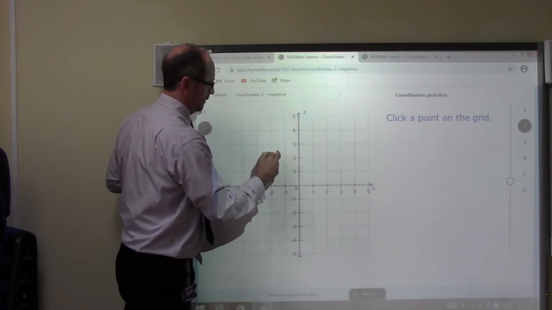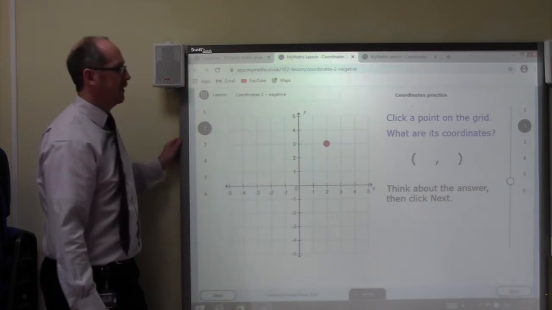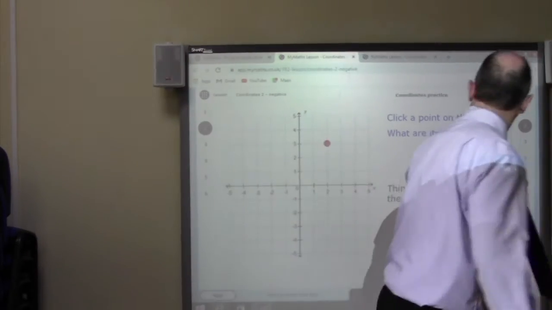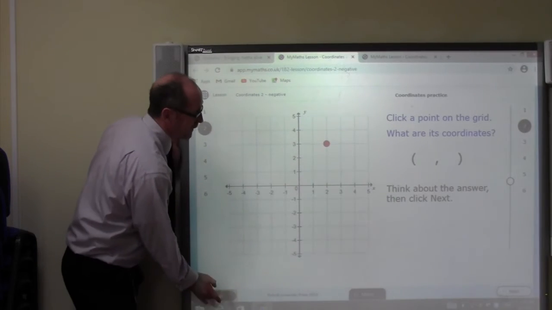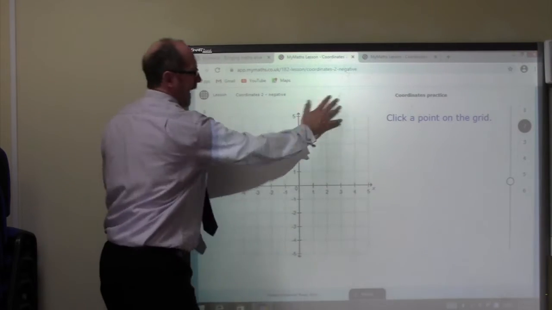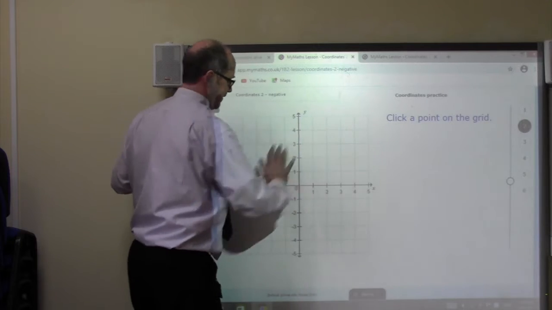Let's do there. What is the coordinate there? So we're going 2 along, 3 up. Do I have to do that? No, I think it's going to let me do it for me. 2 along, 3 up. Try another. We're happy with this one here.